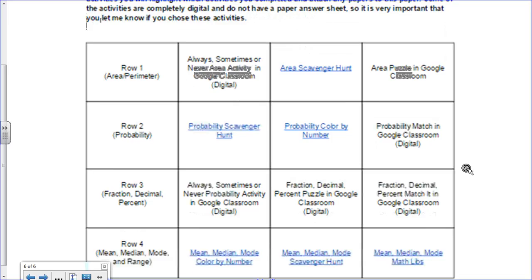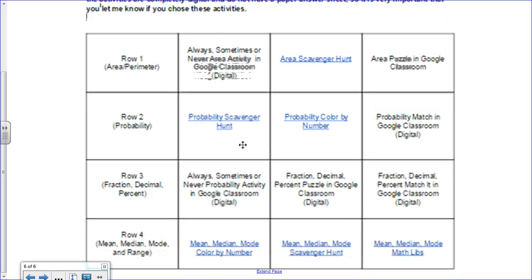Okay. Row 2 is all about probability. 2 of them have paper answer sheets. The third one is digital. For row 3, they're all digital, so there are no paper copies for fraction, decimal, percent. And row 4 is on mean, median, mode, and range. And all 3 of them are paper copies. So everybody will at least have to do a few paper copies.